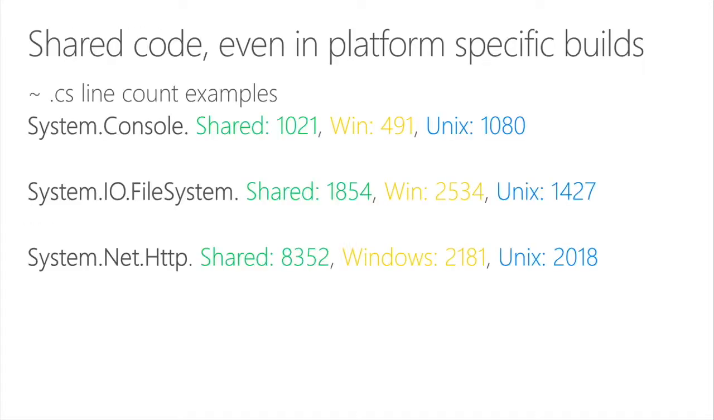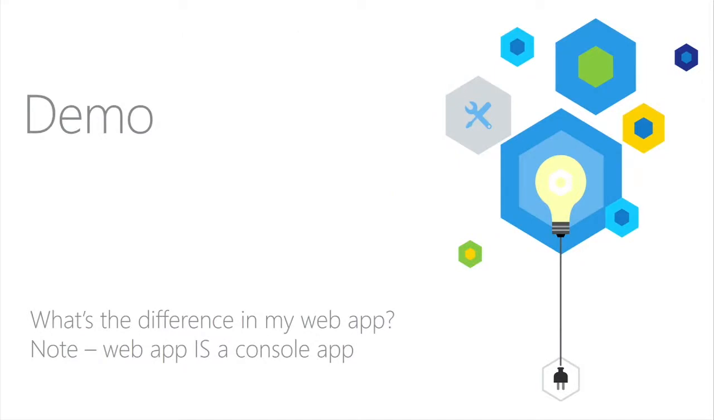Just to give you an example, system.console has 1,000 lines of shared code, 491 specific for Windows, and when it's compiled, just about 1,000 lines that are specific for Linux, and you can see some other examples up there as well. So we do take those platform-specific considerations into account when we compile for them. All that is open source.